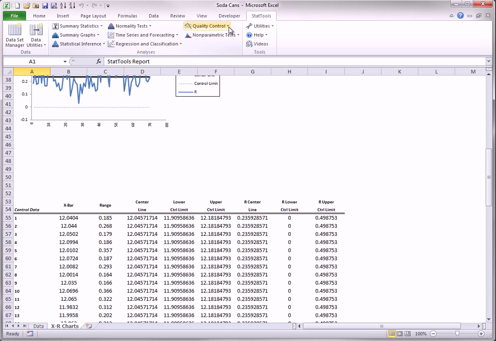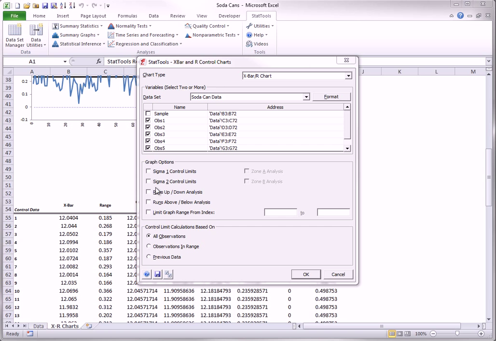I will now fill in the dialog box to illustrate other options. I'll check all of these conditions. For example, the Zone A and Zone B tests state that there shouldn't be too many nearby points beyond one or beyond two standard deviations from the center line. I will limit the graph to observations 31 to the last one, 70, and I will base the center line and control limits on observations 1 to 30.